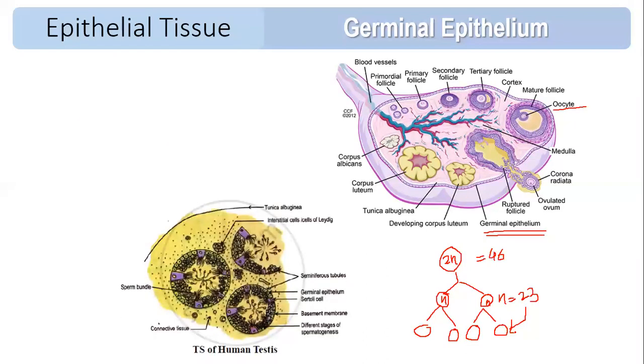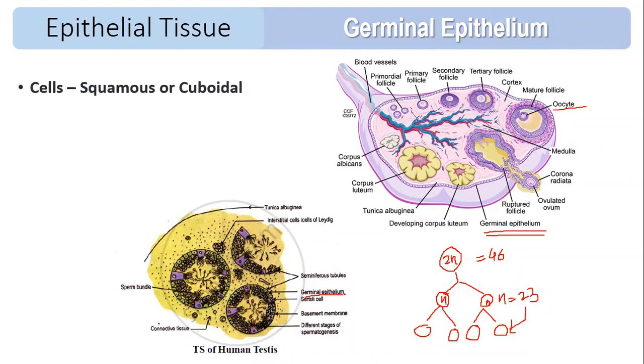Okay, so you can see over here, this is a testes. So testes also contain a germinal epithelium, you can see. That germinal epithelium is a special type of epithelium which is present in a reproductive organ, that is in case of the seminiferous tubule of the testes and the inner lining of the ovary. So it is present in ovaries and testes, and they are responsible for the formation of gamete.